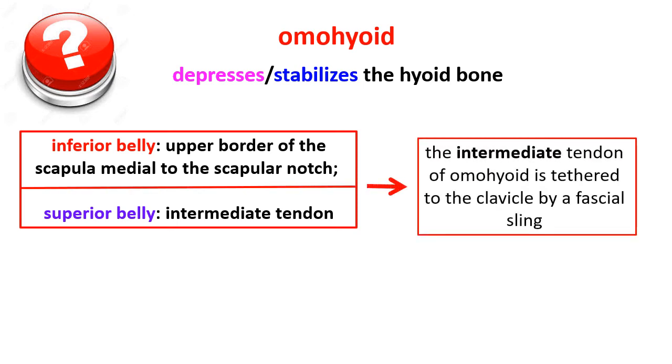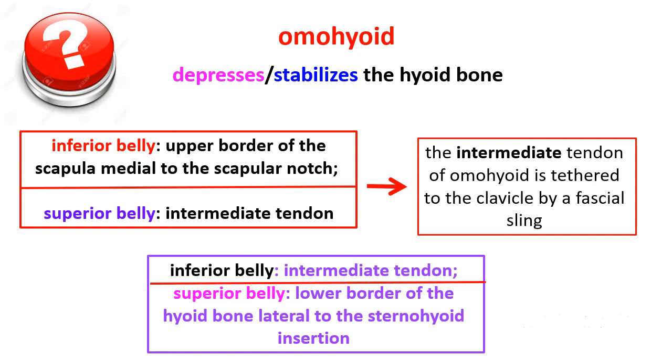Then the intermediate tendon of omohyoid is tethered to the clavicle by a fascial sling. There is no muscle splitting here. It is attached by a fascia to the clavicle. Now, the inferior belly leads to intermediate tendon. Superior belly, it's going to approach the lower border of the hyoid bone, just lateral to the sternohyoid muscle we have just seen.